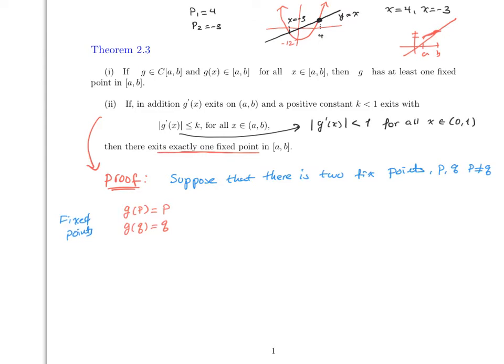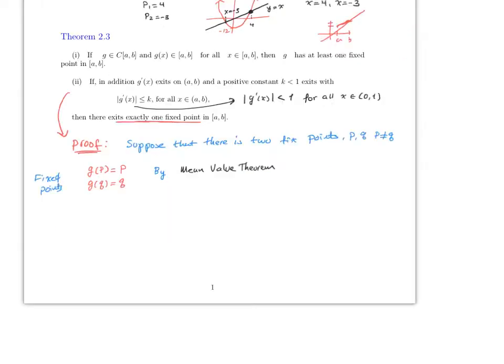So therefore, by the mean value theorem from calculus 2, we have the following. We have G prime of C for some C is equal to G of P minus G of Q divided by P minus Q, where remember that P and Q both belong to the interval A to B, and C belongs to the closed interval A to B.